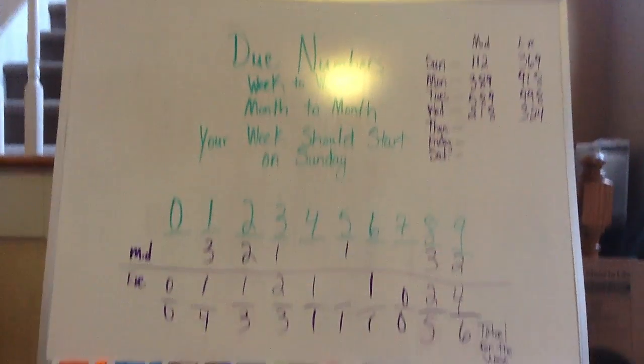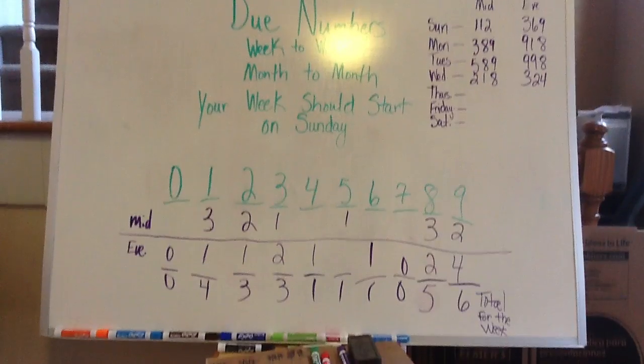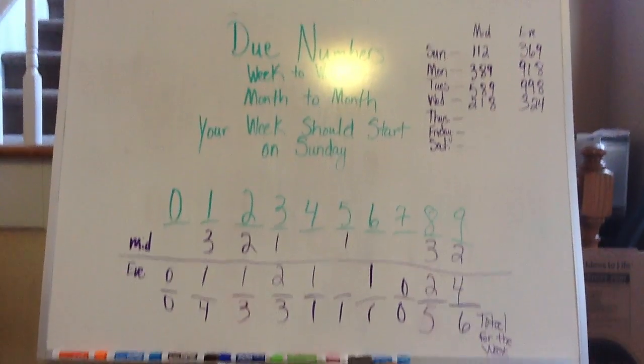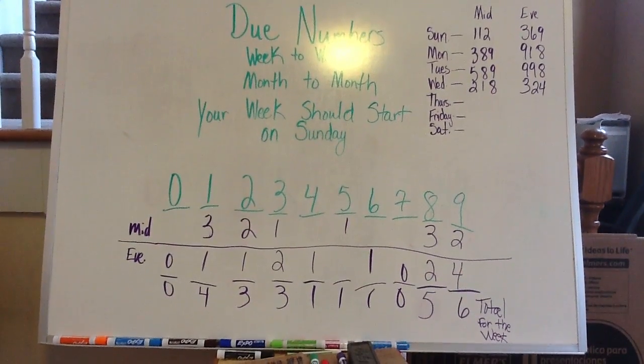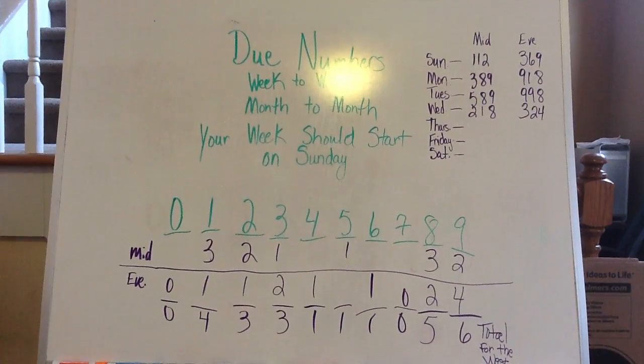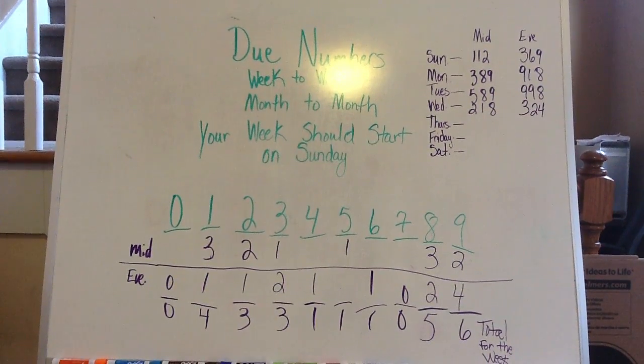Okay, this is your due numbers, meaning you can find out what's due within the week. If you find out what's due, then it's easier for you to get an understanding of what number to play next. So what I did, I actually wrote down numbers that may have fallen for midday and evening. And like I said, your due numbers start from week to week and from month to month.